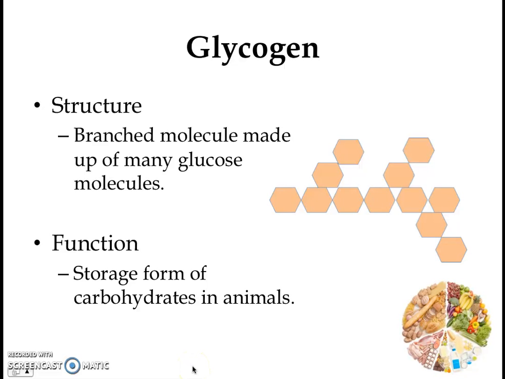And finally, we have glycogen. Now, immediately you see that glycogen looks very different because it is a branched molecule. Right? It is branched and it's also made up of many glucose molecules, except now there are some branches. Now, this is the main storage form of carbohydrates in animals, such as in us, right? You can find glycogen in our liver, where we store glucose in the form of glycogen.